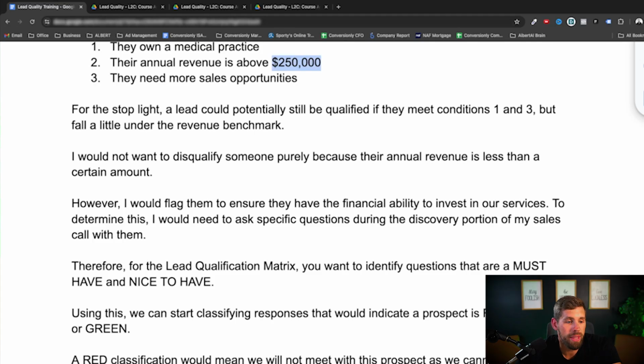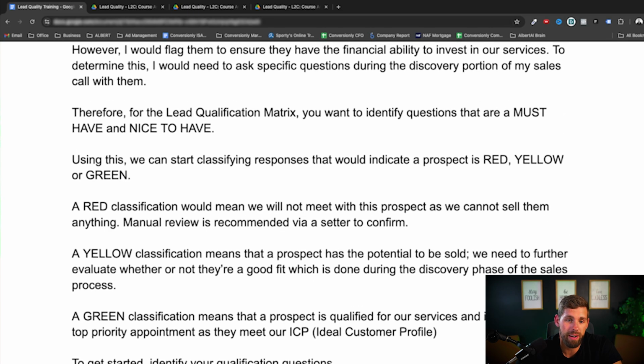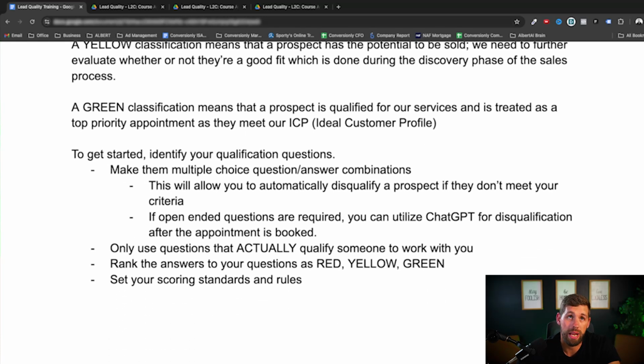and move them forward. With your lead qualification matrix, you want to identify your must-haves and your nice-haves. With that said, high priority and medium priority for your must-have questions. High priority means a red answer is an automatic disqualifier. Okay? To get started, you need to identify what are those questions that your prospect must answer to identify as your ideal customer profile, your ICP or target avatar. Okay? Make your questions multiple choice and create combinations of answers that they could typically fall into within that category.